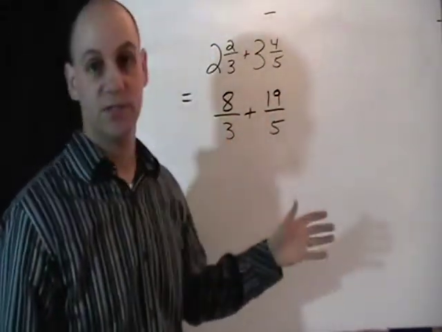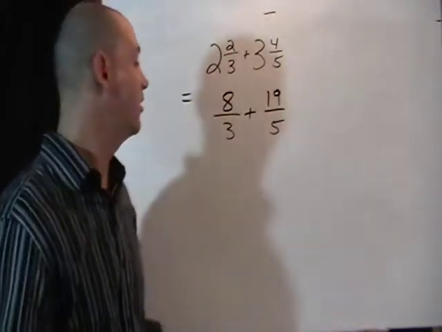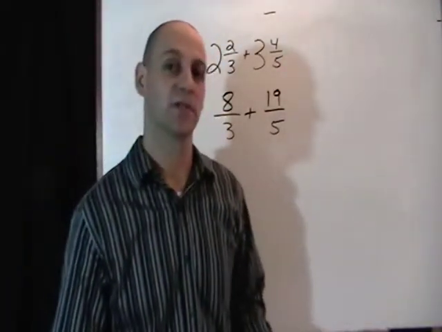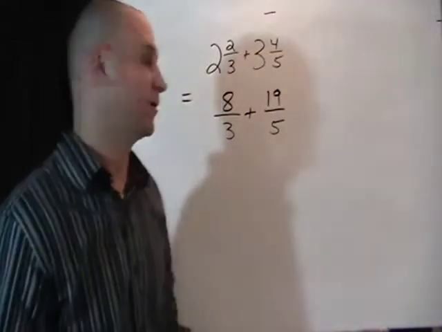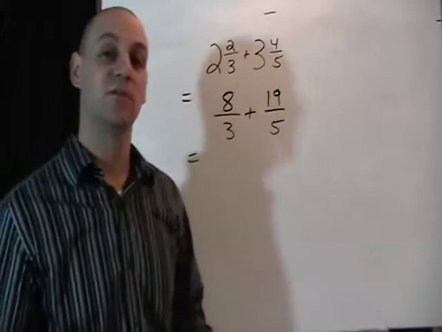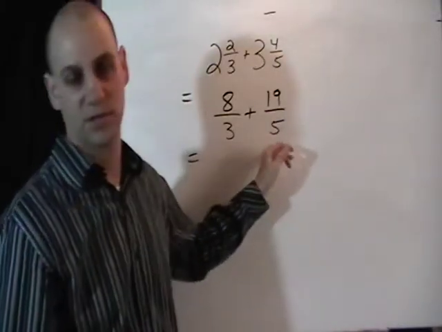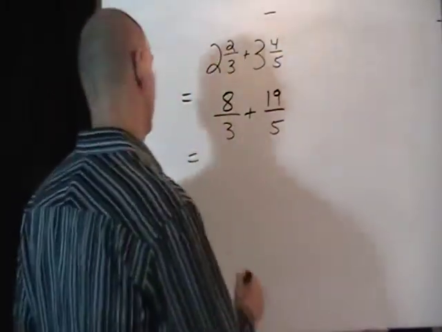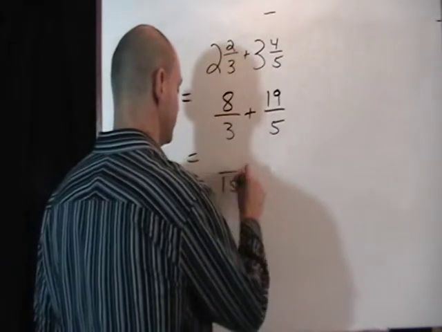So now we have two fractions, but they have different denominators. And we know in order to add up two fractions, they have to have the same common denominator. So how are we going to find that? Well, one of the easiest ways to do that is to simply multiply the denominators together. Let's see what happens if we do that. 3 times 5 is 15.